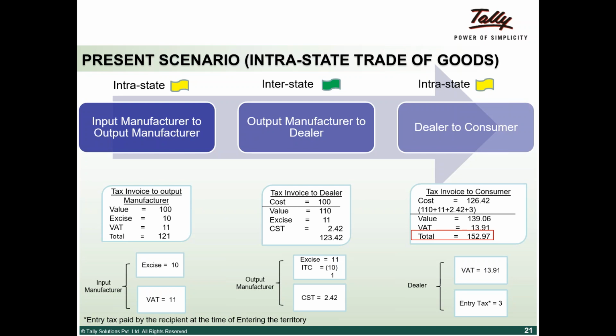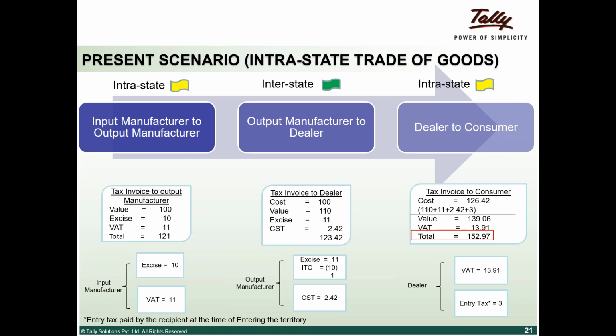That is why I'm presuming that the dealer pays this 3%. So that will also be added to the cost. His cost becomes 126, and 110 goes to it because of the cascading effect. He is absorbing the excise duty, the CST, and the entry tax. All taxes put together, his cost becomes 146.